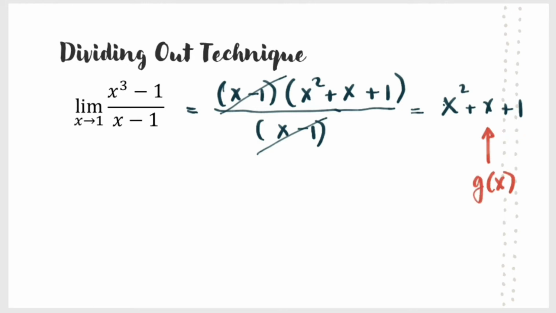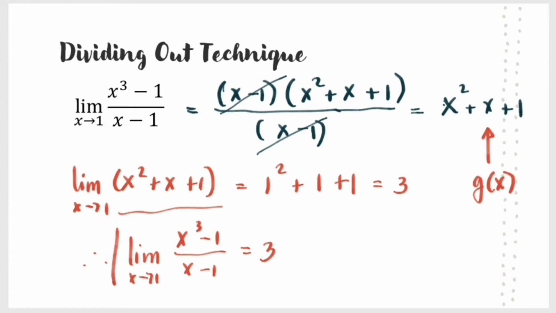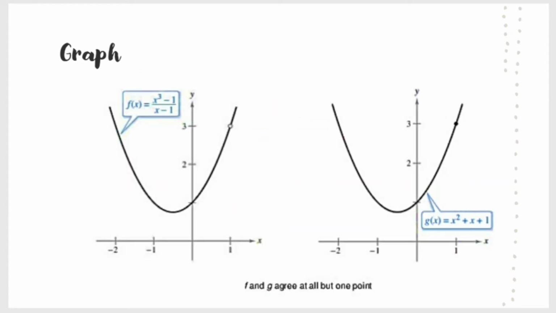Then we can find the limit of g of x. The limit of x squared plus x plus 1 as x approaches 1 is equal to 3. Therefore, the limit of x cubed minus 1 all over x minus 1 as x approaches 1 is equal to 3. If we look at the graph of f of x and g of x, it will look like this. They are identical except at that one point, which is 1.